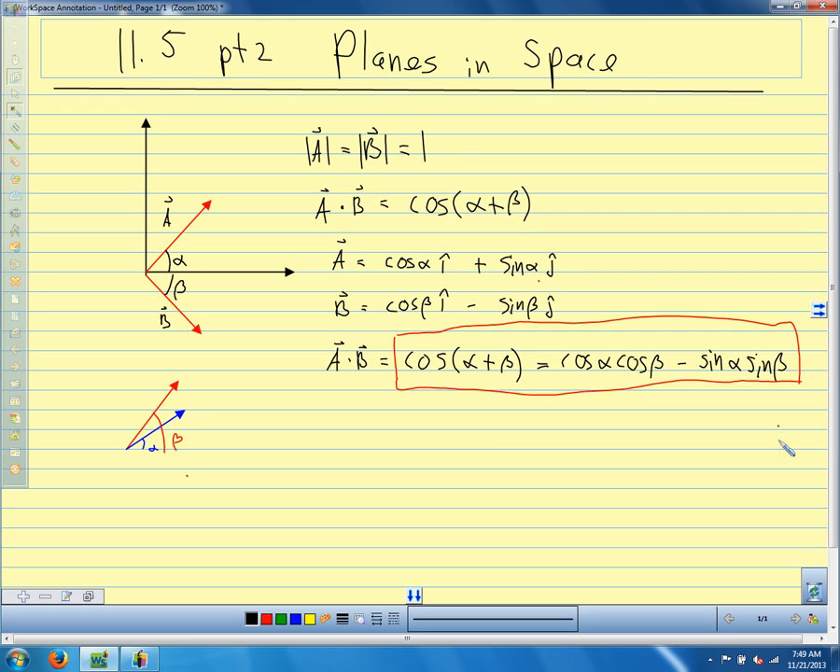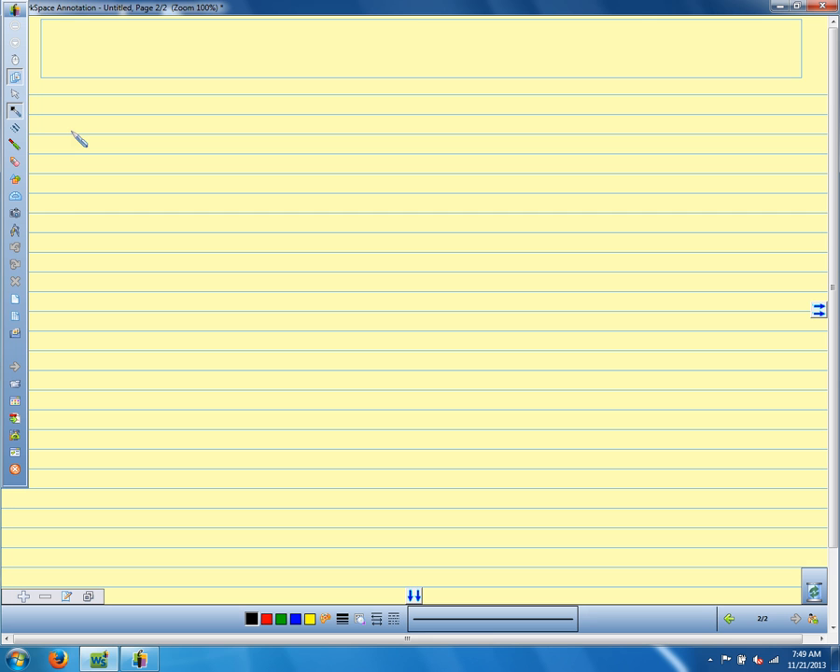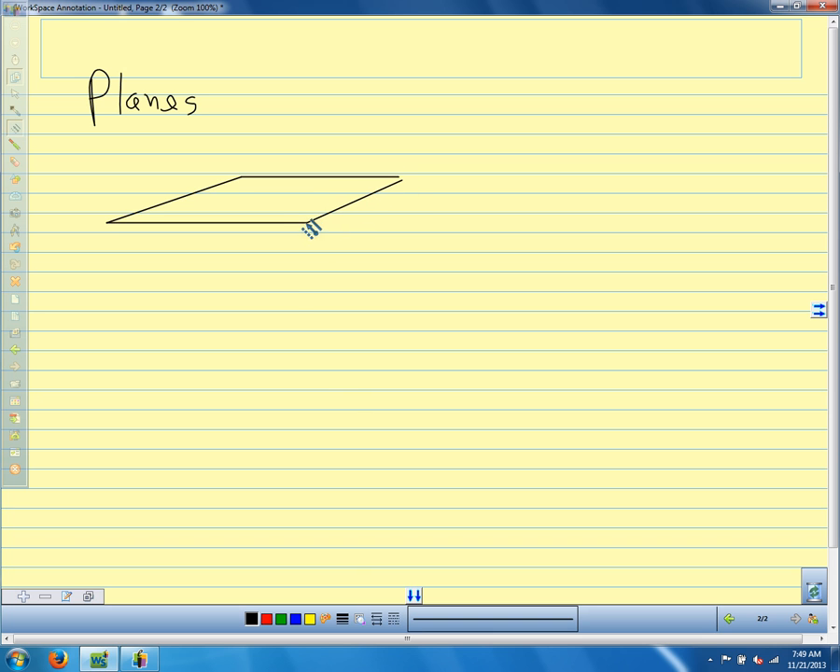All right, planes. For lines last time, we used a point and a parallel vector. For a plane, we're going to use a point and a normal vector. So let's get ready to talk about planes. Let me draw a picture here. We'll draw a plane. So here's my plane.